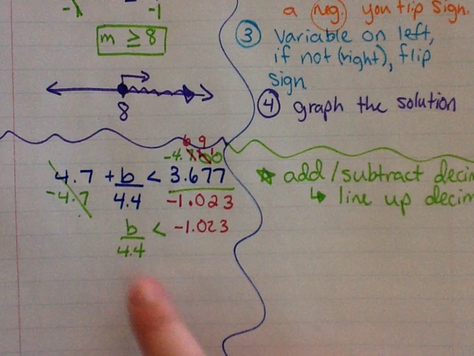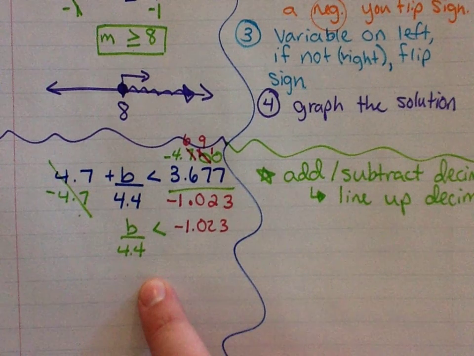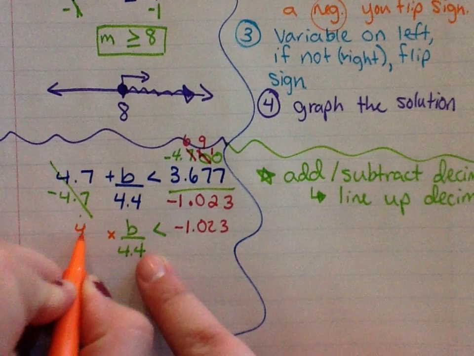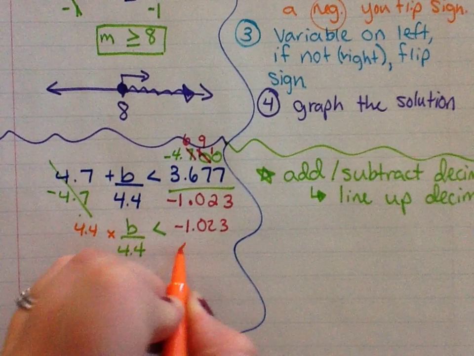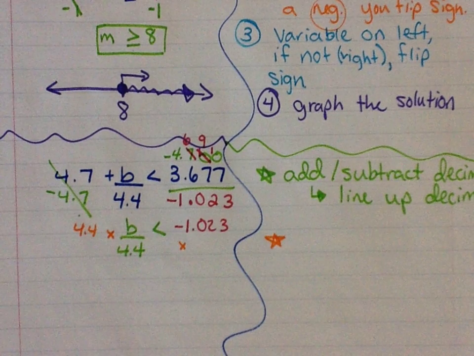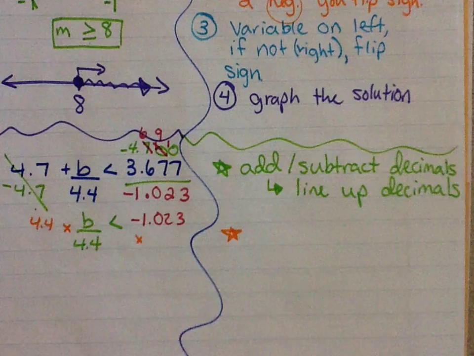Okay? How do I get rid of this 4.4 on the bottom? How do I get b alone? Austin? I'm going to multiply. Opposite of divide is to multiply by 4.4. Now, when I multiply by decimals, what do I need to remember to do? Line up the numbers. I don't line up the decimals when I multiply.